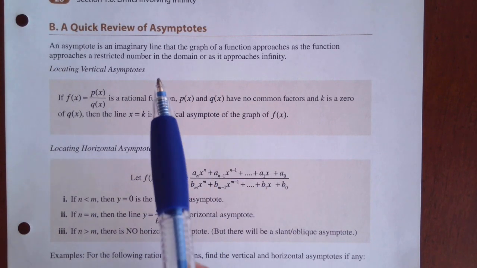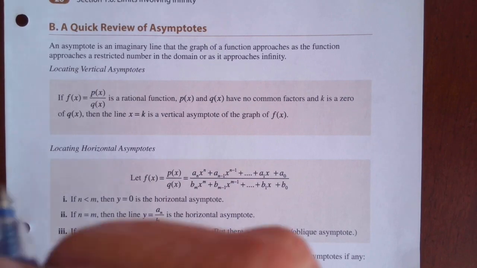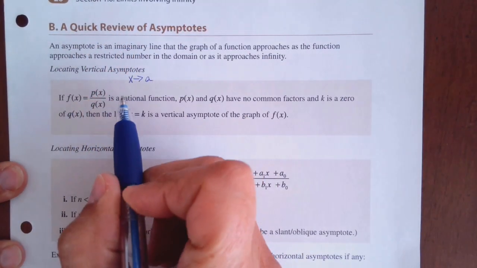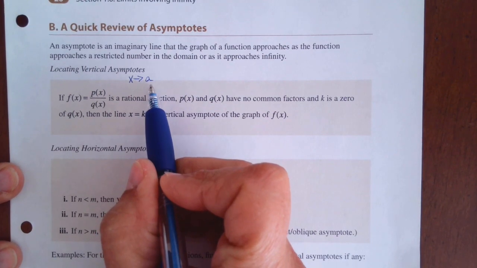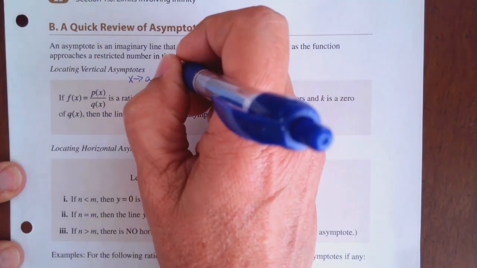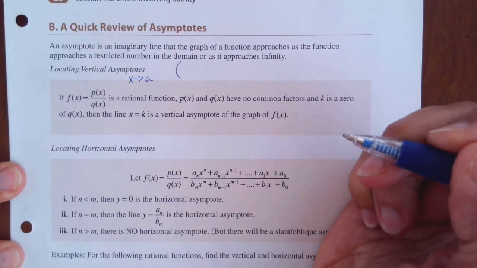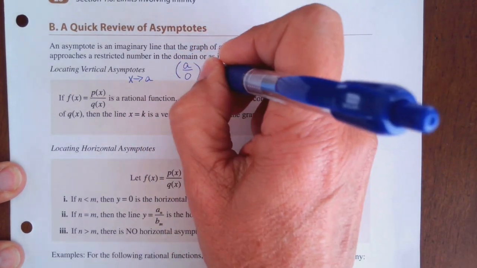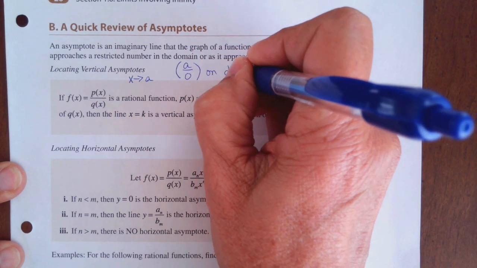Vertical asymptotes are when you have x approaching a. You're actually approaching a numerical value on your limit problem. And when you check the direct substitution, you would get a number divided by 0. I'll write that on direct substitution.